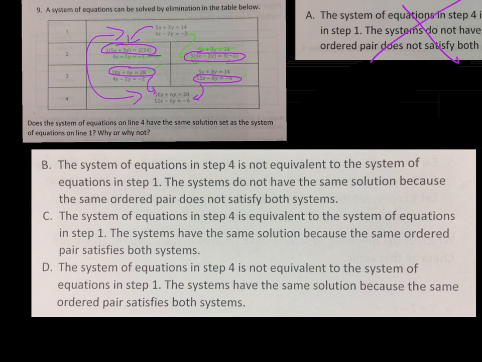We can go ahead and eliminate B because it says it's not equivalent. And D does the same thing. Well, let's just make sure C is the correct answer. The system of equations is equivalent. That is true. And they have the same solution set. So C is our answer.